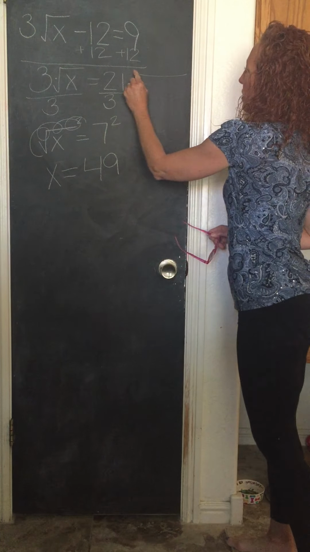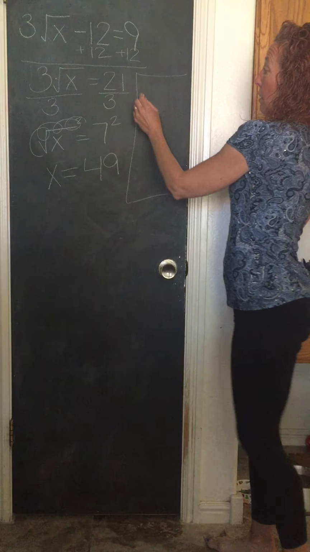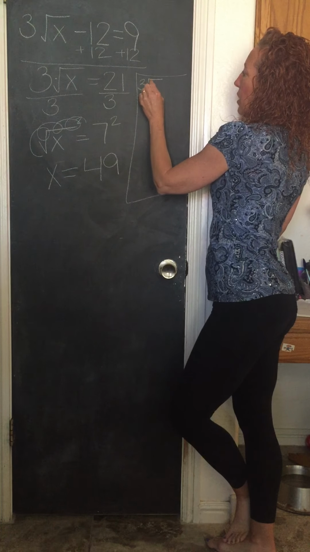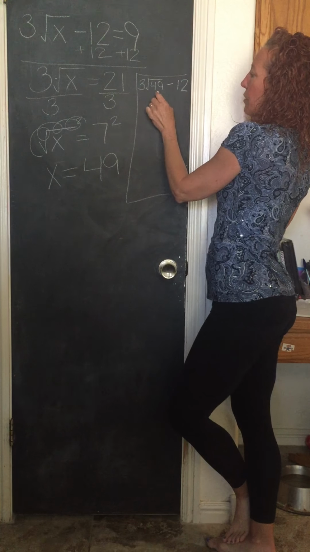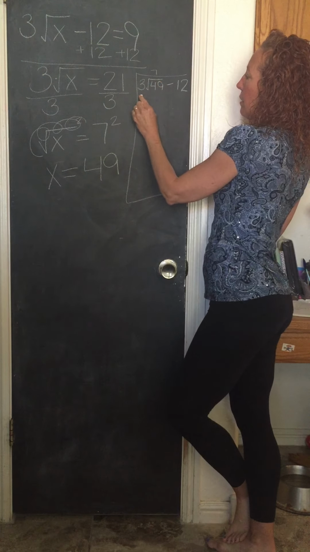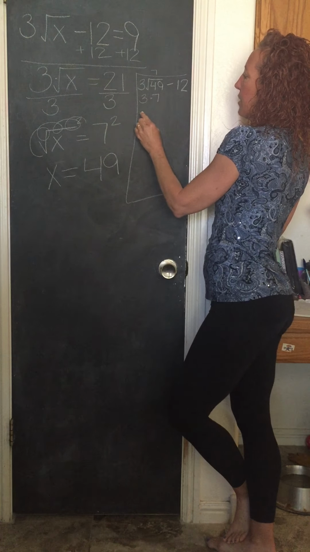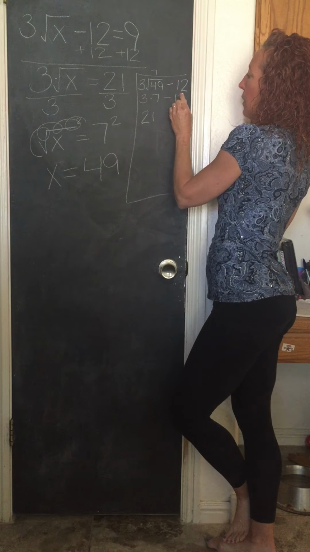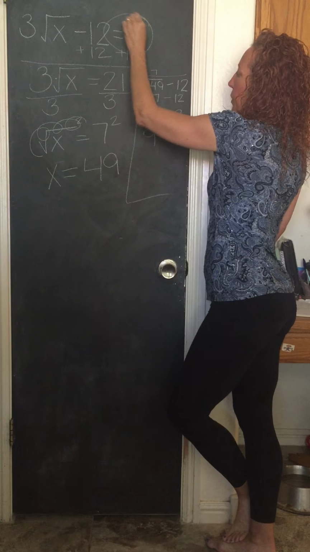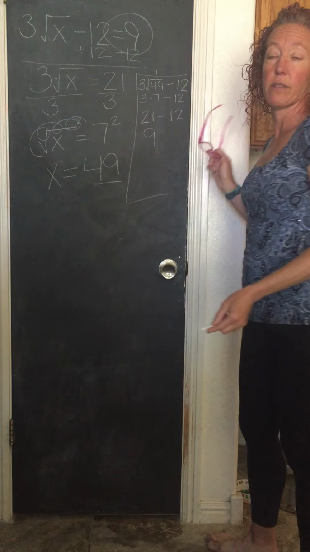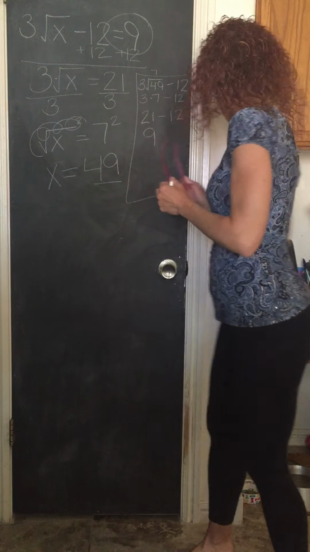Let's go back and check it, make sure that answer works. So 3 times the square root of 49 minus 12. The square root of 49 is 7. 3 times 7 is 21. Take away 12 is 9. That's what it should be. So this answer checks as well.